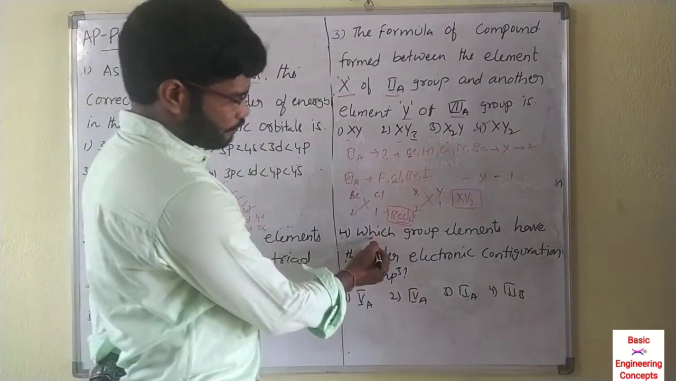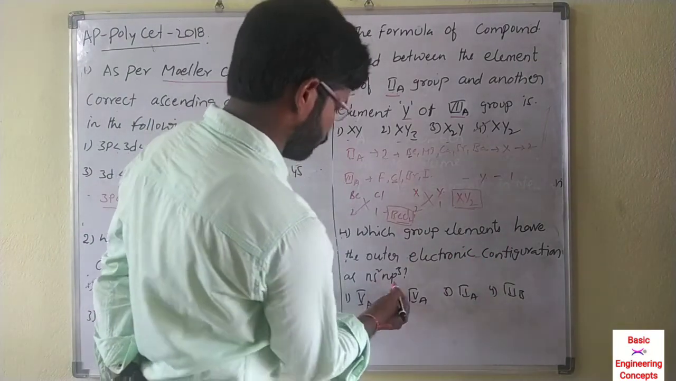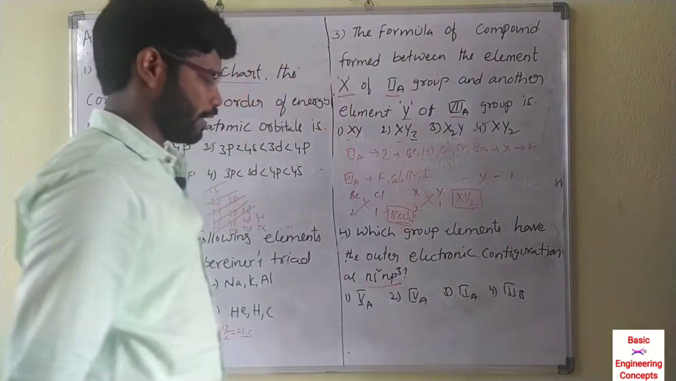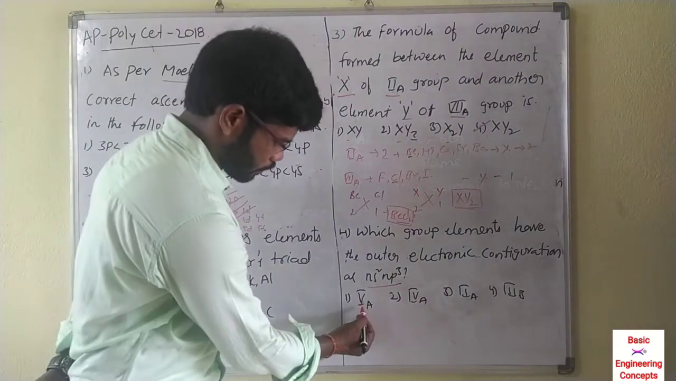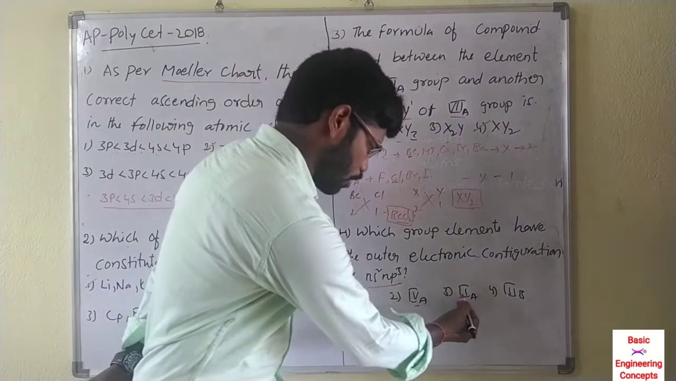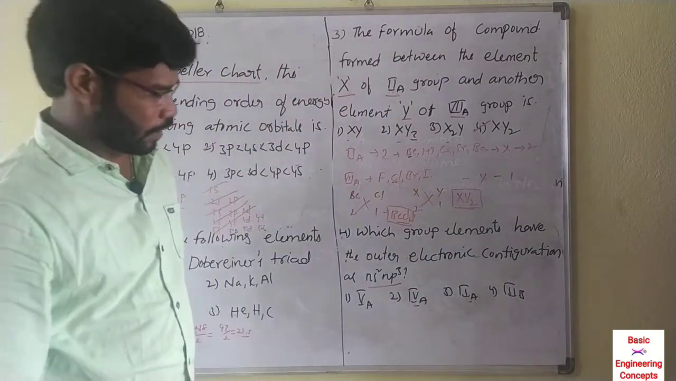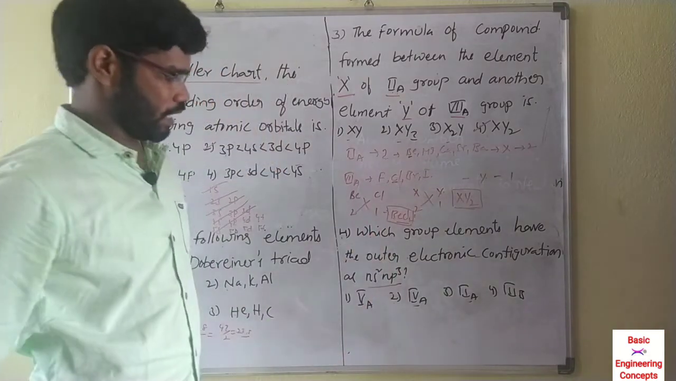Fourth question: which group elements have the outer electronic configuration of ns2 np3? First option is fifth A group, second is fourth A group, third option is second A group, fourth option is third B group. Here ns2 np3 can be easily observed.